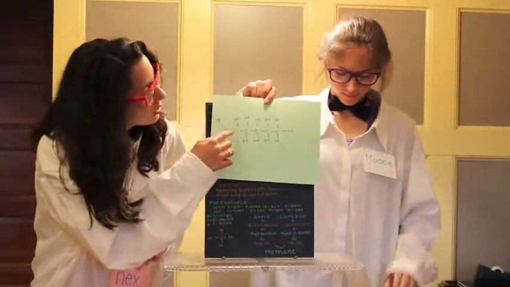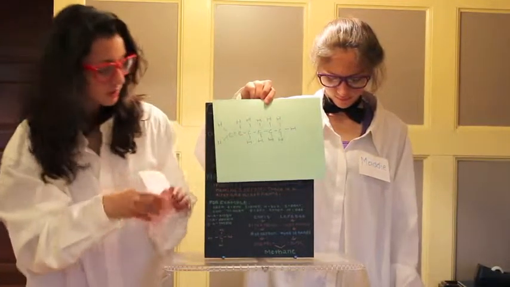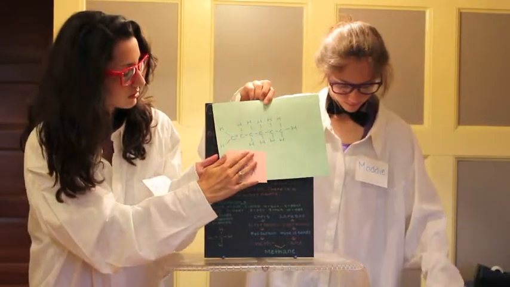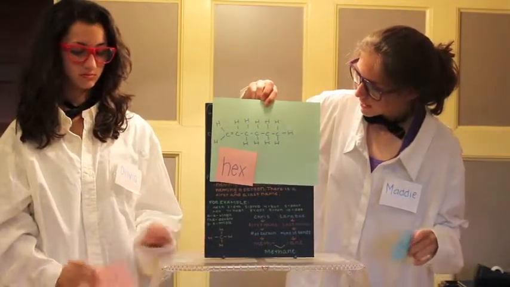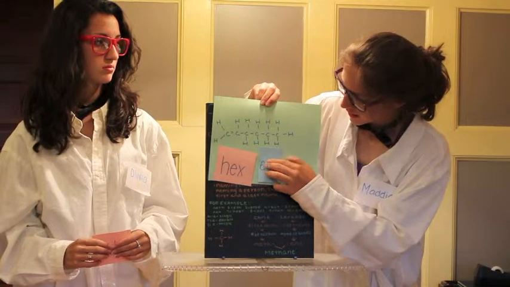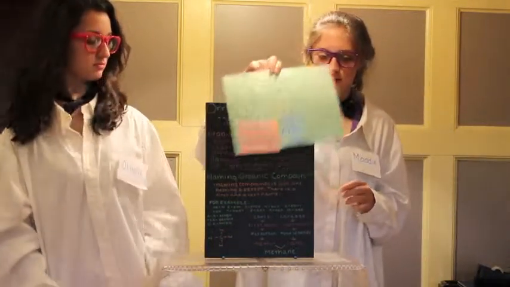In this one, there are 1, 2, 3, 4, 5, 6 carbons, so you use hex. And double bonds, so you use ene. Hexene.